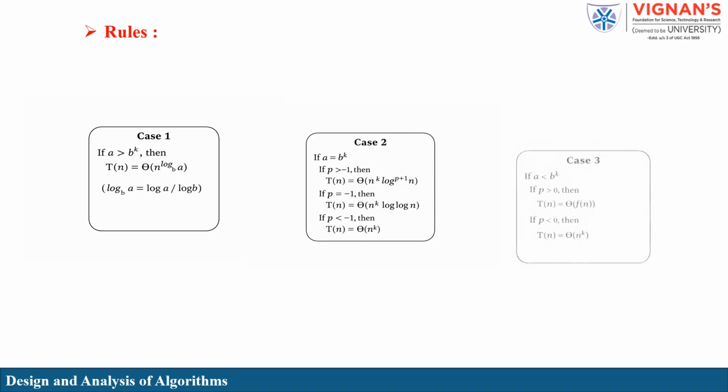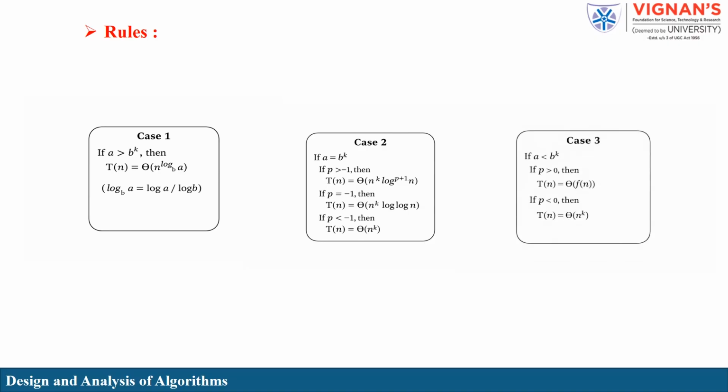Case 3. This case occurs when the number of subproblems and the work done at each level are balanced. Both recursion and extra work contribute equally to the total time. Because of this balance, a logarithmic factor appears in the final time complexity.